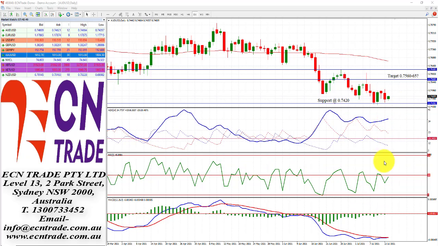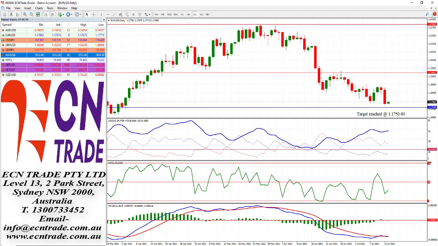But as I say, there is divergence here. If I just like to draw that in, as you can see, the market here as the price declines, so therefore, there is that divergence. So keep an eye on that. And also a little bit of divergence there as well within the MACD.